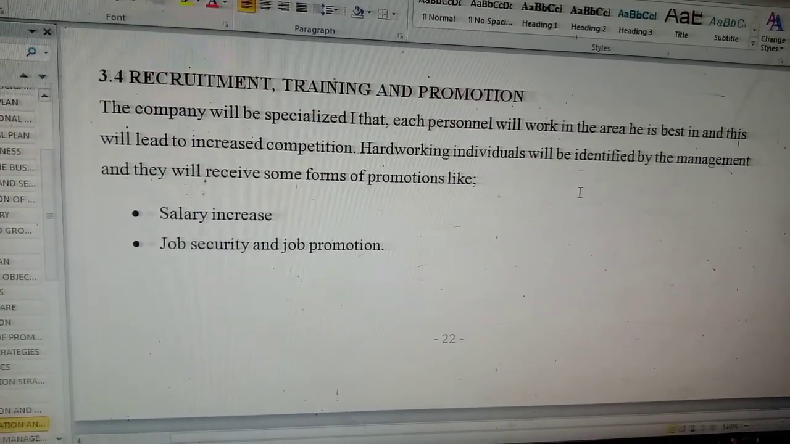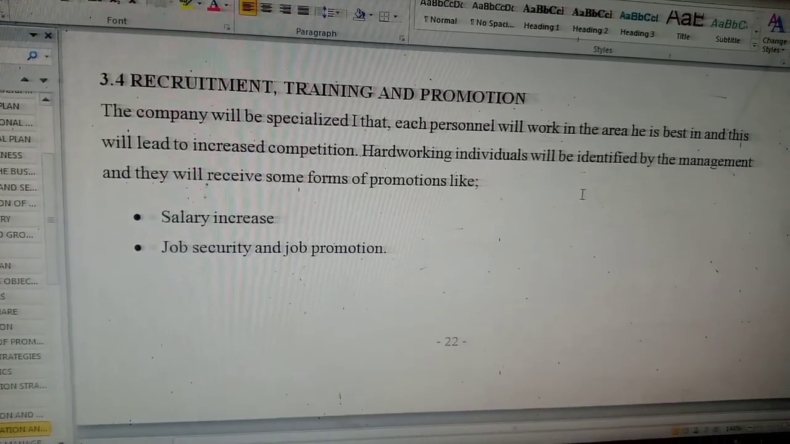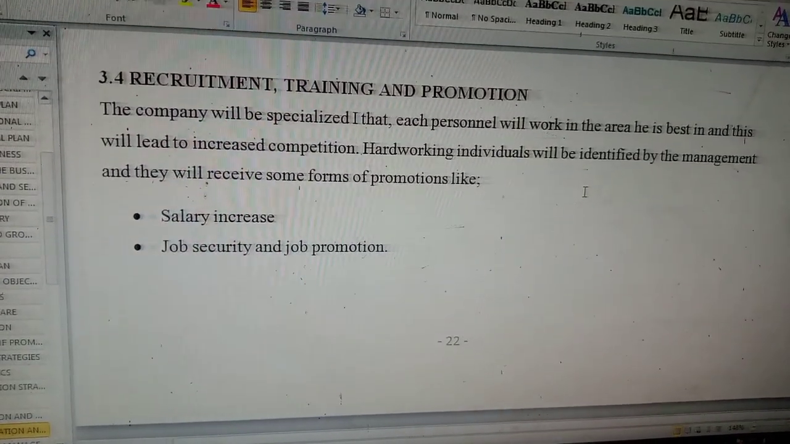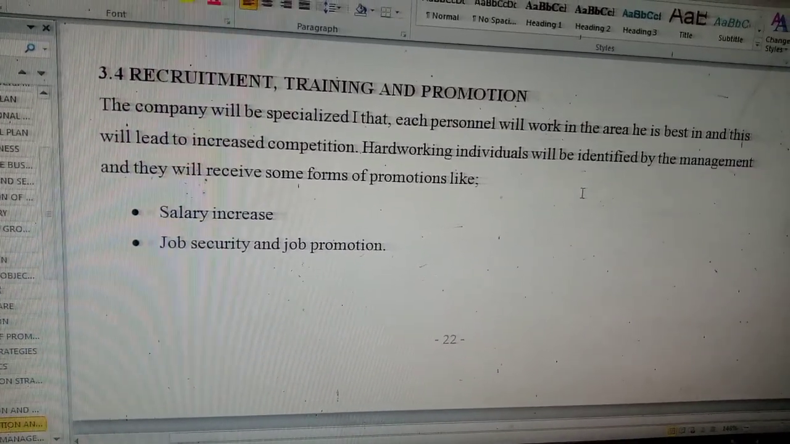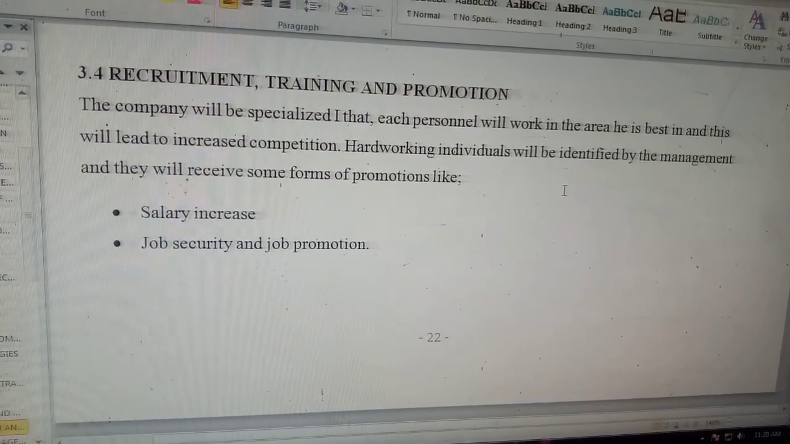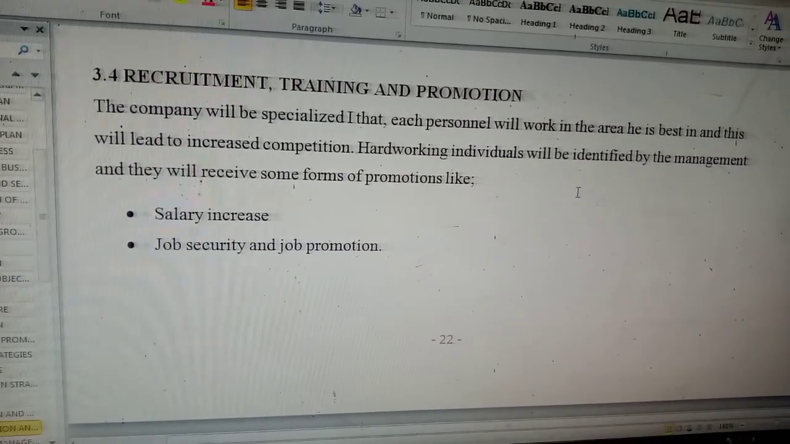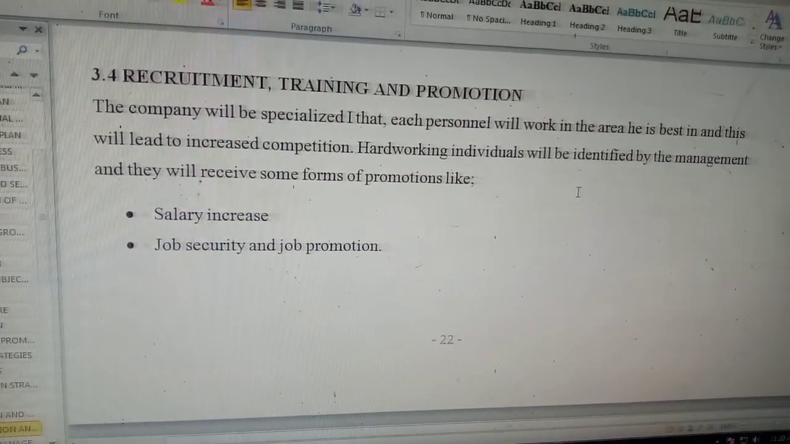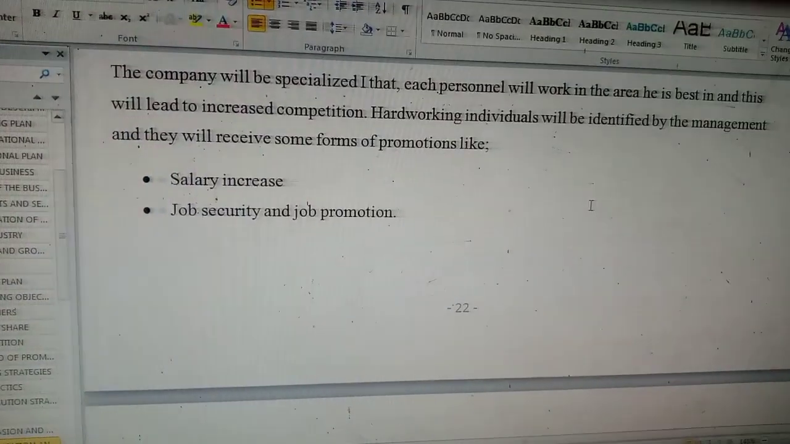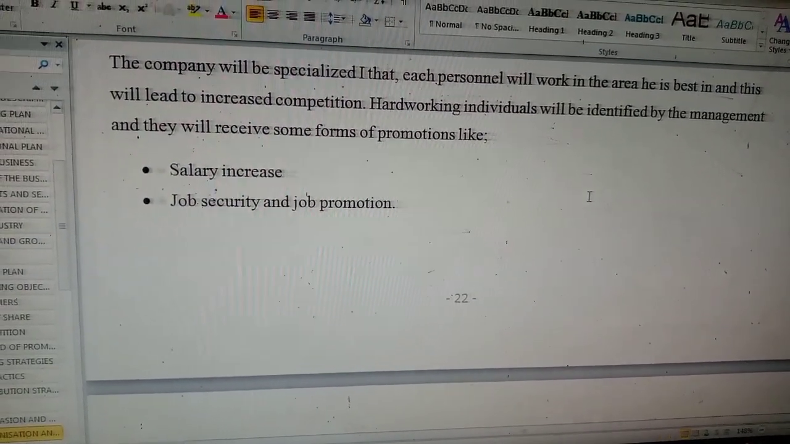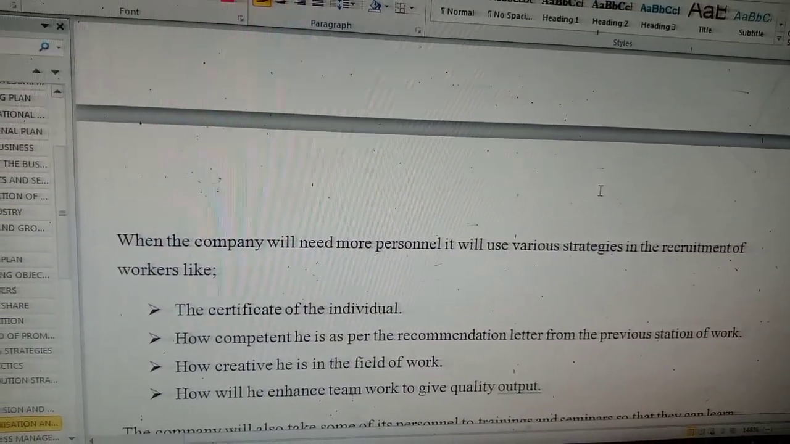And after some time in our organization, you know that your workers who are hardworking, you'll have to promote them. So you'll also list them there. Like mine, you can see the company will be specialized, so that each personnel will work in the area he or she is best in, and this will lead to increased competition. Hardworking individuals will be identified by the management, and they will receive some forms of promotions like salary increment. Those are the promotions that my business would like to give to the workers: job security and promotions, welfare security, and other ones.